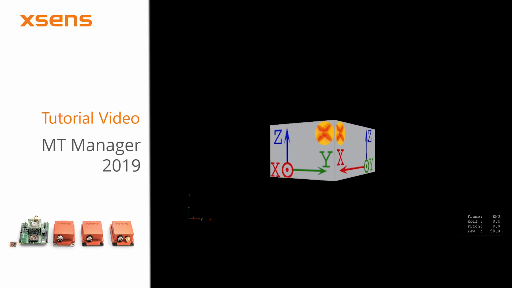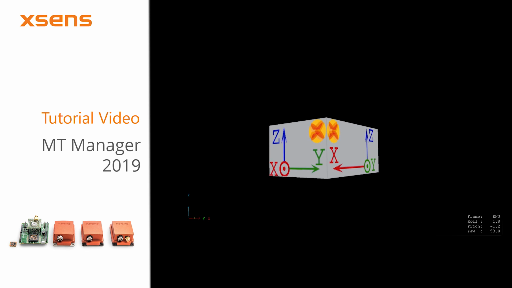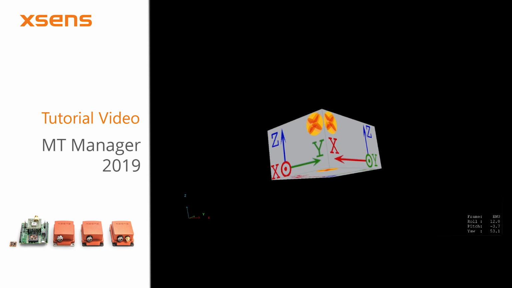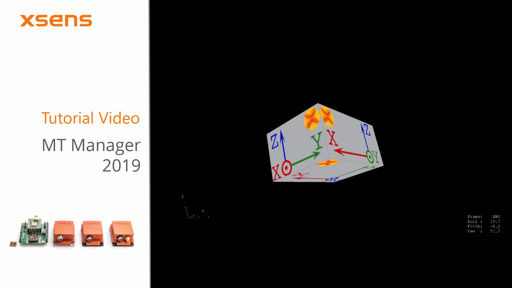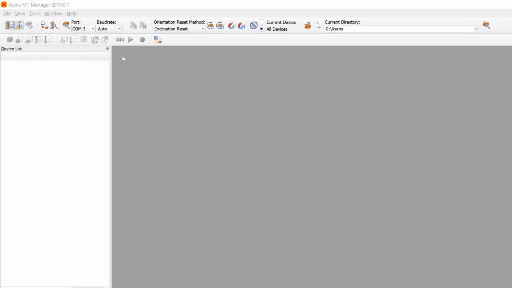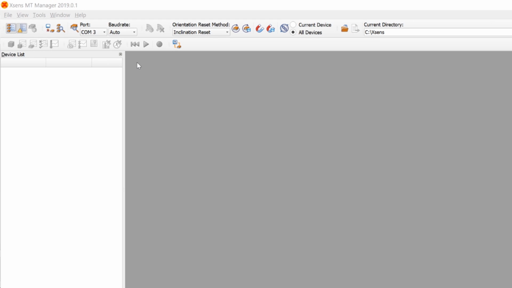This tutorial video will demonstrate the newly released MT Manager 2019, part of the MT Software Suite 2019 update. We will quickly guide you through all the new or updated options, tools, and features in MT Manager 2019. MT Manager has an easy-to-use graphical user interface that allows you to connect and communicate with an Xsens MTi motion tracker, as well as to configure and visualize its measurements.